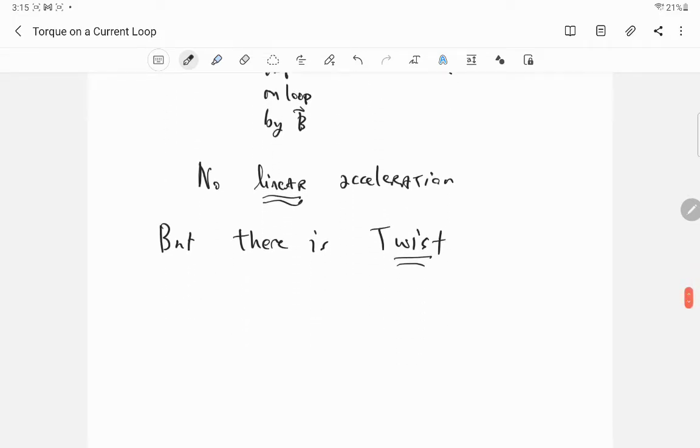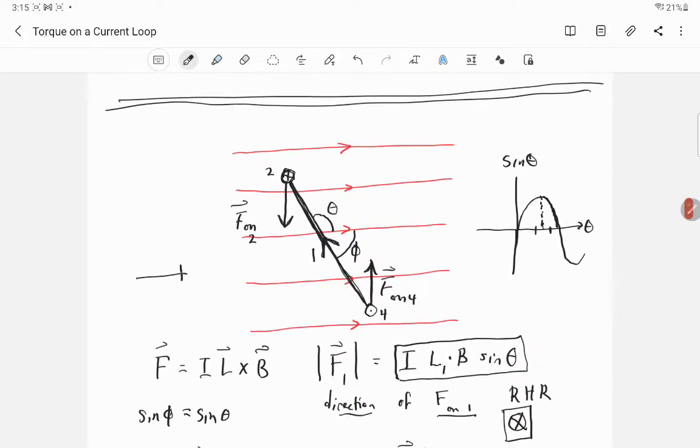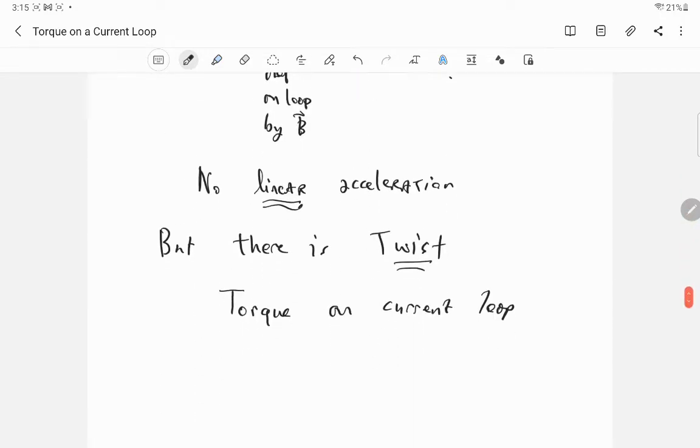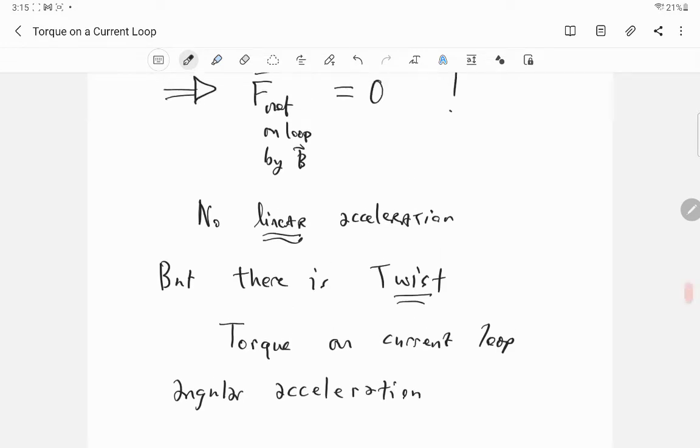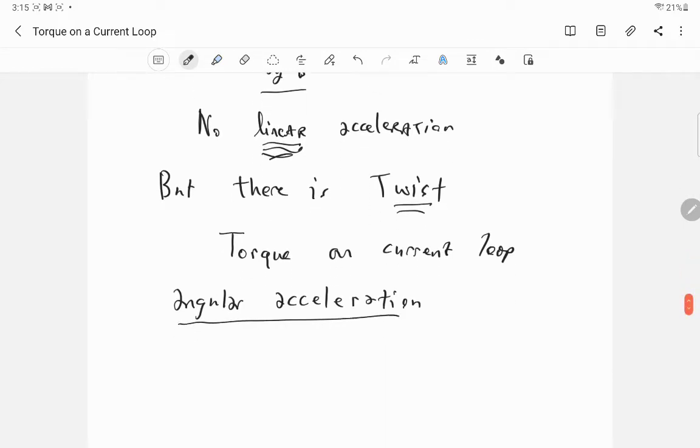And let me recall for you what the title of this little lecture is. If you look up at the top left-hand corner, this is the torque on a current loop. Torque on a current loop. And if you look at my diagram, that's exactly what's happening. There is a twist. And with twists, you can get angular acceleration. That is, the rotational motion is going to change, right? Not the linear motion, because the net force is 0, but there is an angular acceleration.